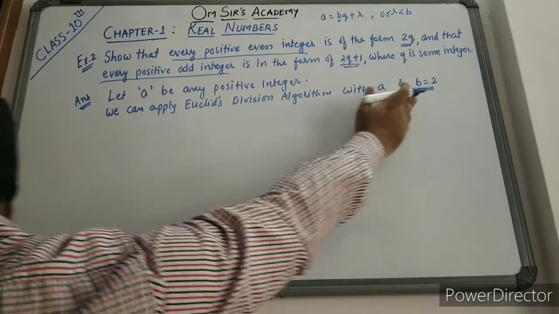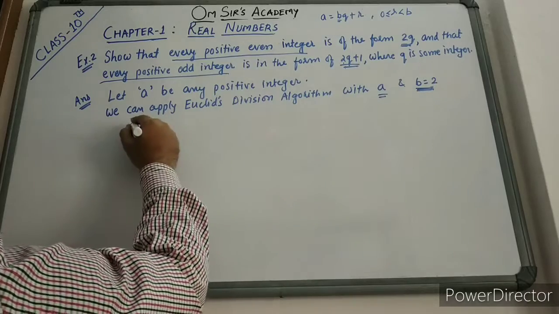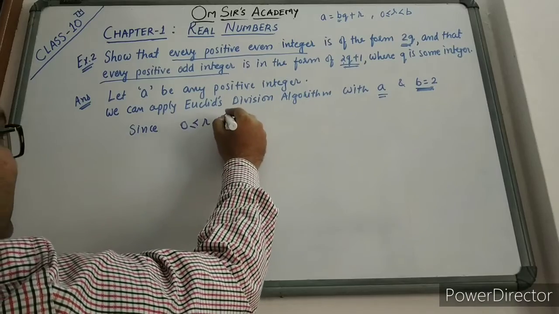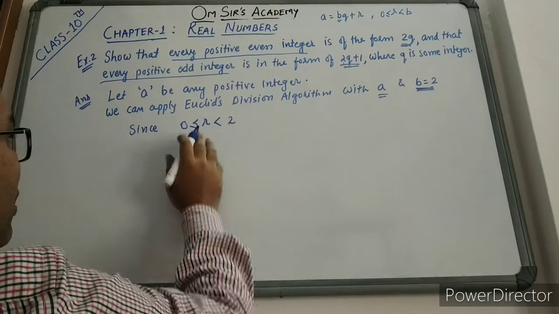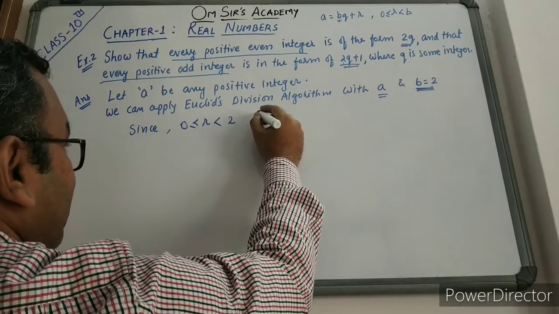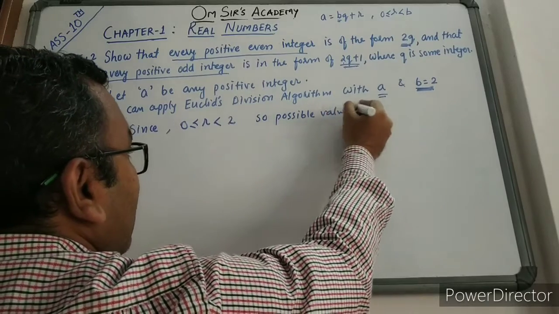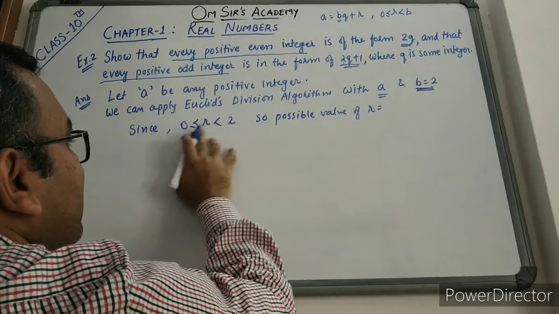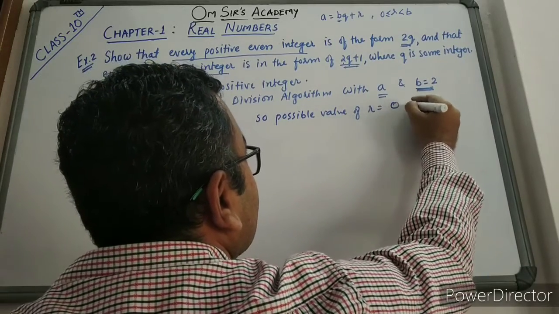If b equals 2 over here, as per Euclid's division lemma, what does the rule say? Since r is greater than or equal to 0 and less than b, what is my b? b is 2. Okay, so r is greater than or equal to 0 and less than 2. So the possible values of r will be, which are the numbers greater than or equal to 0 and less than 2? 0 and 1.